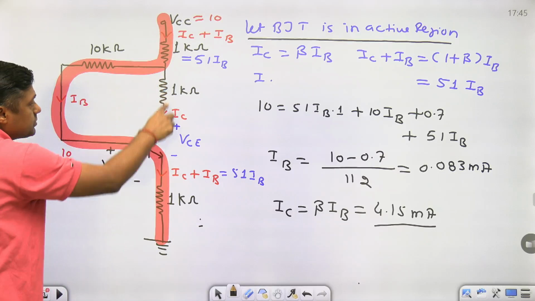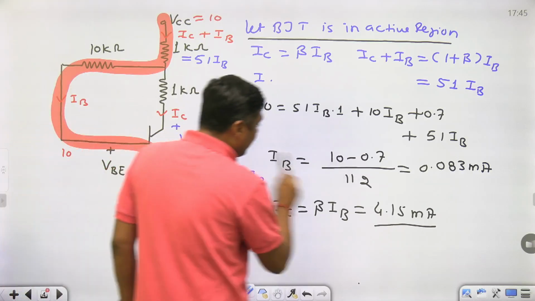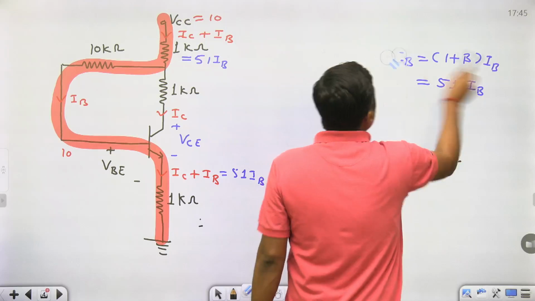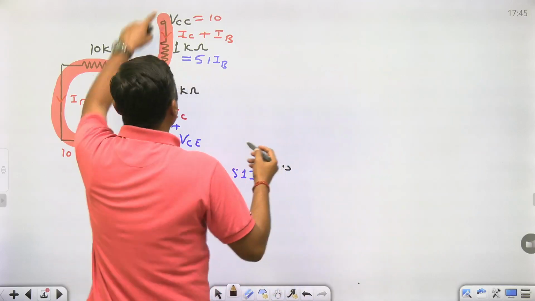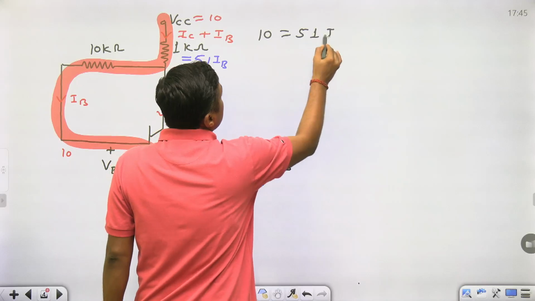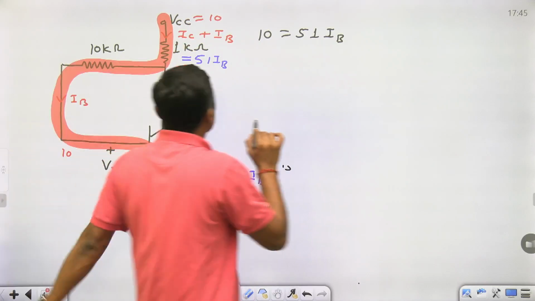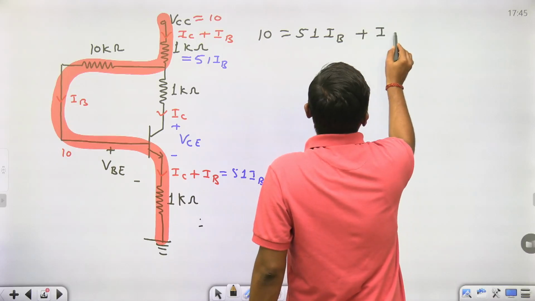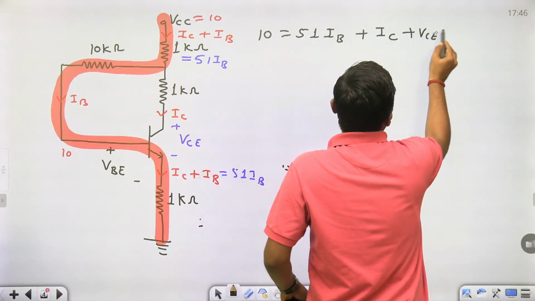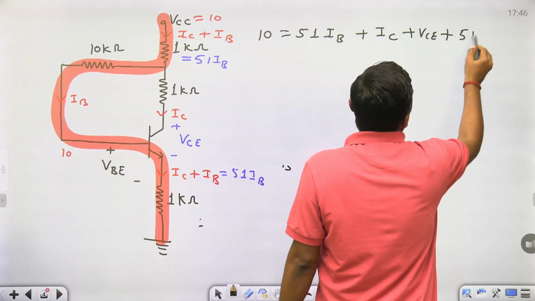To do that, write down the KVL from this point to this point. So what is the value of VCE now? Just write down the KVL: 10 volt, the VCC, minus 51 times IB, because IC plus IB is 51 times IB, plus 1 times IC, right? 1 multiplied here, 1 multiplied here, plus VCE, we have to find the VCE, plus again 51 times IB, this one.